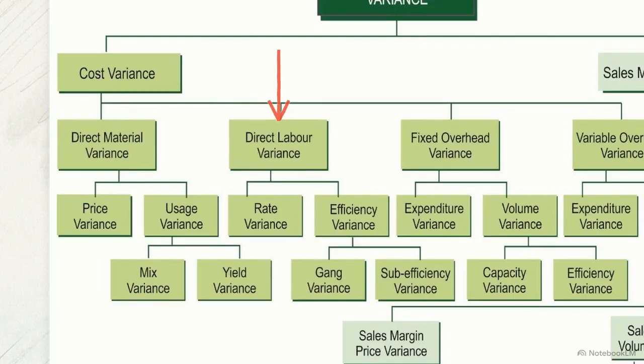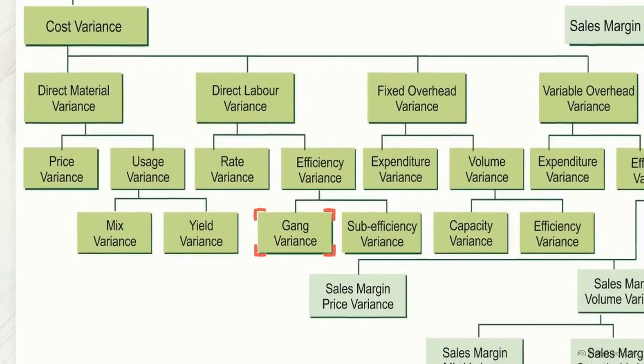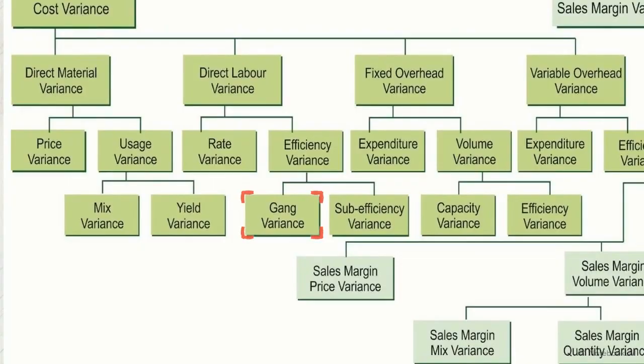Labor mirrors the material logic. Rate variance is the difference in hourly pay, and efficiency variance tracks how well the crew works compared to the standard time allowed. Efficiency splits into gang and sub-efficiency. Gang variance highlights scheduling errors, such as using expensive senior chefs for tasks requiring junior prep cooks. Sub-efficiency variance captures pure productivity loss, when the crew simply works slower than the standard allows.